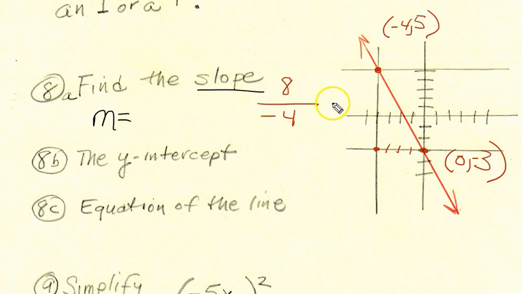So when we simplify that, that simplifies to a negative 2 over 1. So our slope here is going to be negative 2. Now they're also asking, what is the y-intercept? Where the line crosses the y-axis. Well, it crosses it at this 0, negative 3.